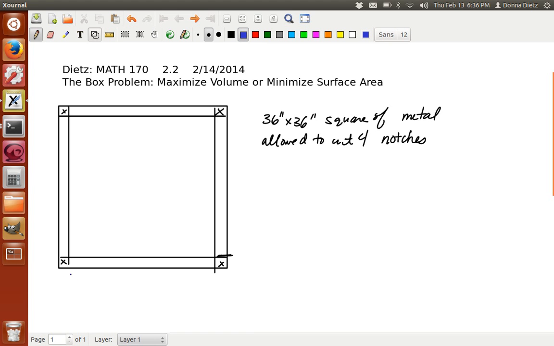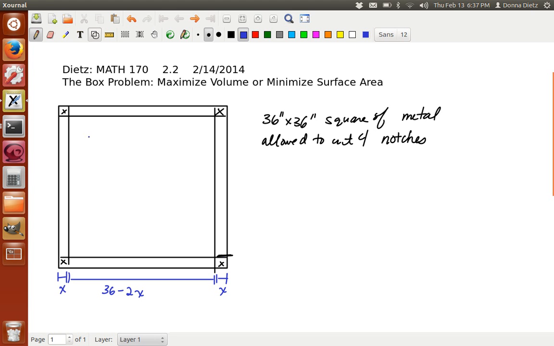So this distance that we now get is going to be 36 minus 2x, let's say it's x, whatever variable we want to use. And this variable is x. So those x's were just cut out marks. Now I'm going to call this letter x, and x is the size of the square we're cutting out.